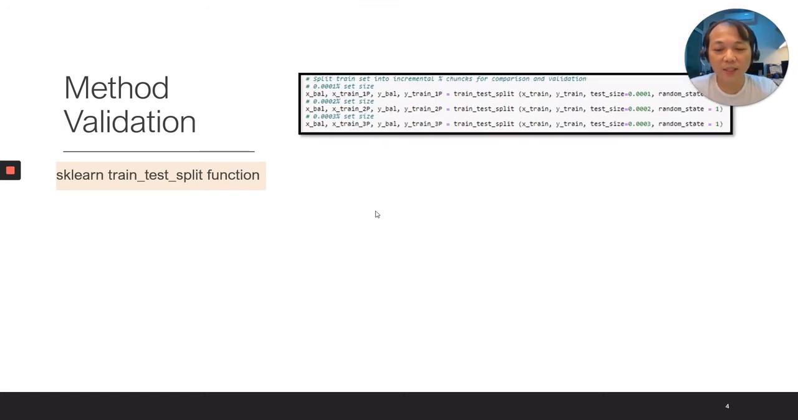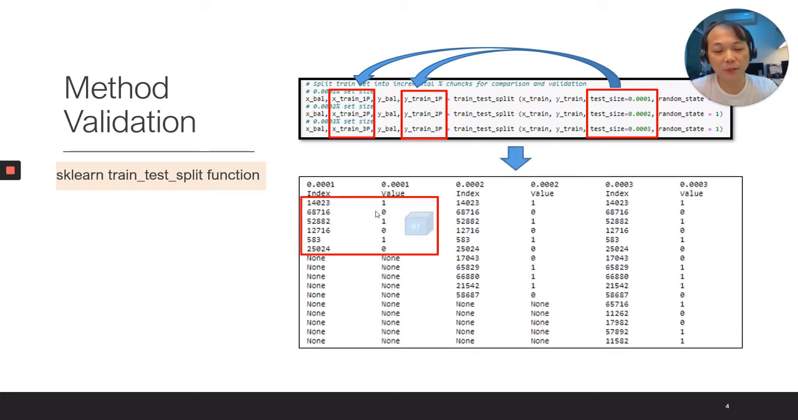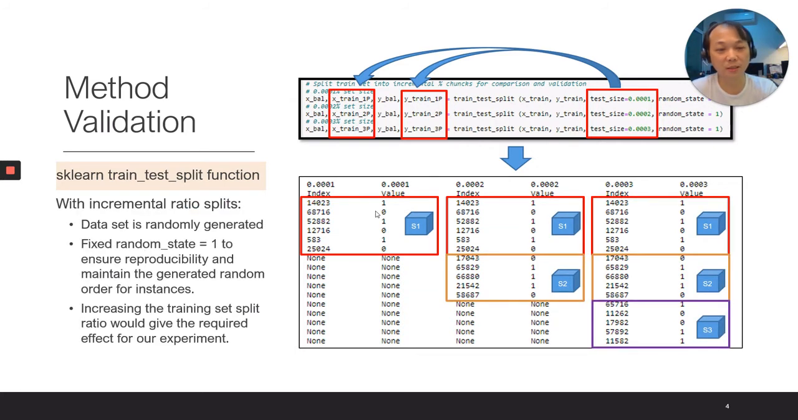Since we have never done such splitting of the training dataset into subsets before, a small validation was done using the sklearn train test split function with incremental split ratios as described. Based on the result, we can conclude that the sklearn train test split function was able to meet our experiment expectation requirement, provided we fix the random state value to ensure we get a reproducible result.